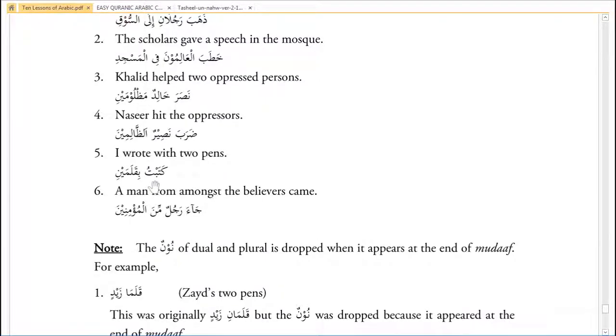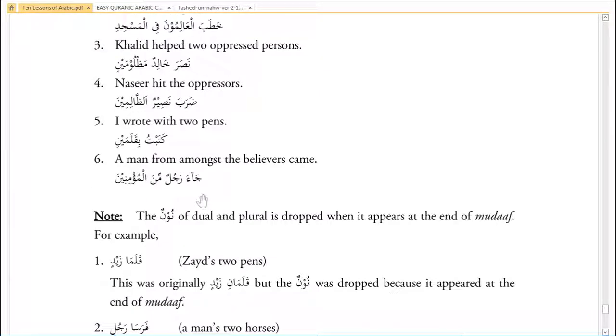So كتبت is فعل with فاعل. I wrote بقلمين with two pens. So بقلمين is becoming what? It's coming because of the ba. It is becoming مجرور. So it is in the state of جر. In the state of جر is قلمين. So كتبت بقلمين. I wrote with two pens. It's in the state of جر.